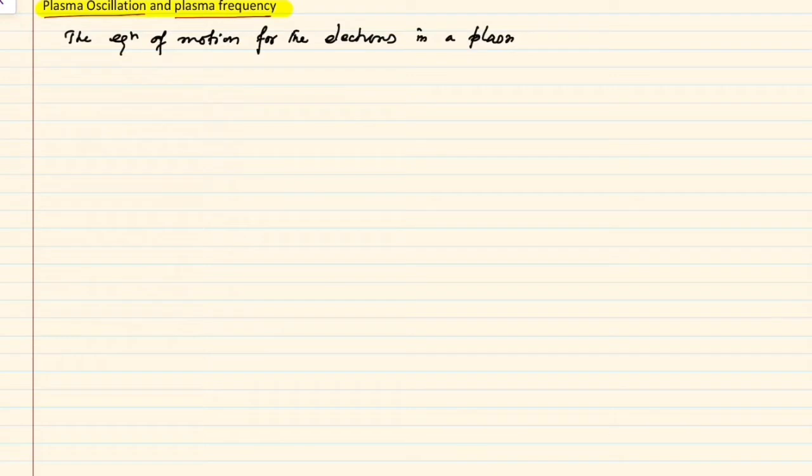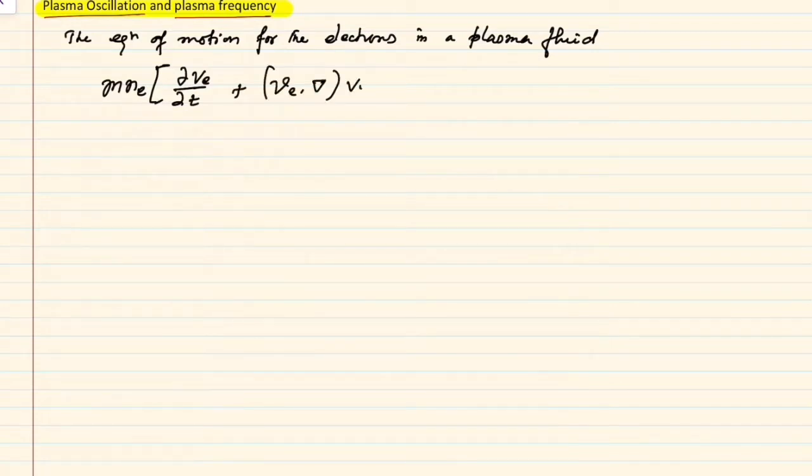So let me write. The equation of motion for the electrons in a plasma fluid is given by m Ne within bracket del VE by del t plus VE dot del VE is equal to minus e Ne E. This is equation number 1. So these are vector quantities, remember that.